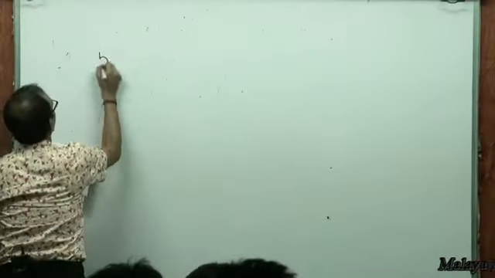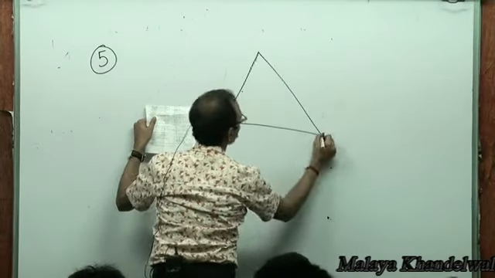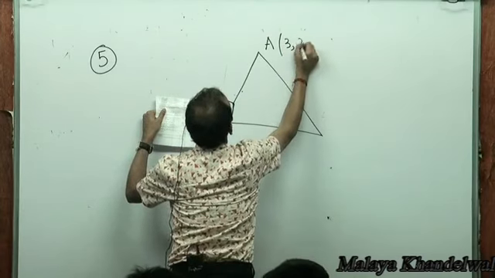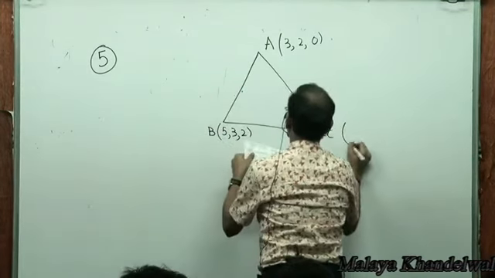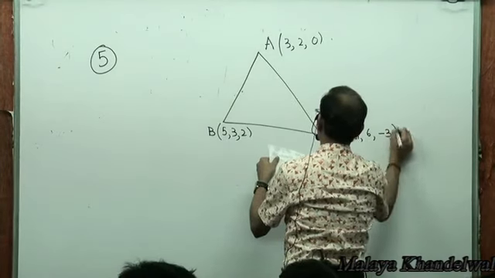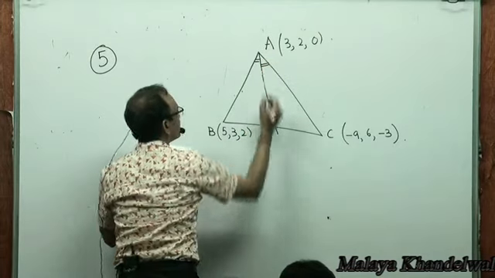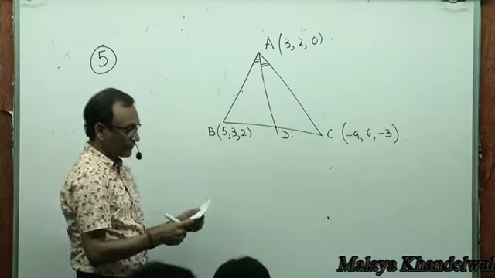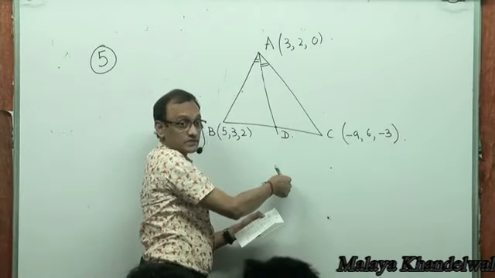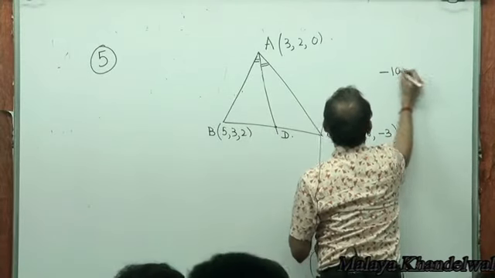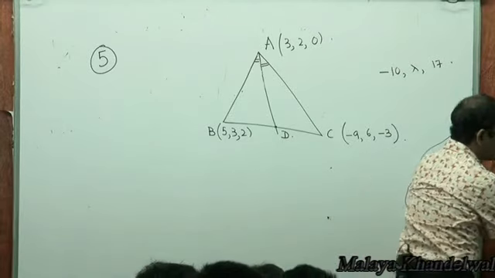Number 5. In problem number 5, there is a triangle ABC. A has coordinates 3, 2, 0. B has coordinates 5, 3, 2. C has coordinates -9, 6, -3. And there is an internal angle bisector intersecting BC at D. Then the direction ratios of the internal angle bisector AD are -10, lambda and 17. I want to be able to find lambda. Yes or no?